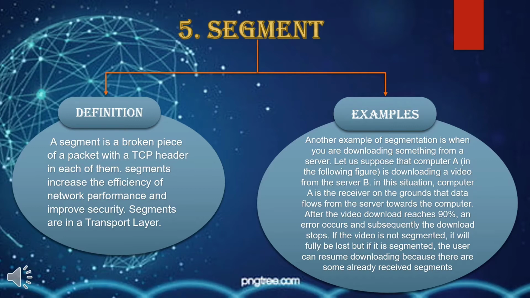Another example of segmentation is when you are downloading something from a server. Let us suppose that computer A is downloading a video from the server B. In this situation, computer A is the receiver on the grounds that data flows from the server toward the computer. After the video downloading reaches 90%, an error occurs and subsequently the download stops. If the video is not segmented, it will fully be lost. But if it is segmented, the user can resume downloading because there are some already received segments.